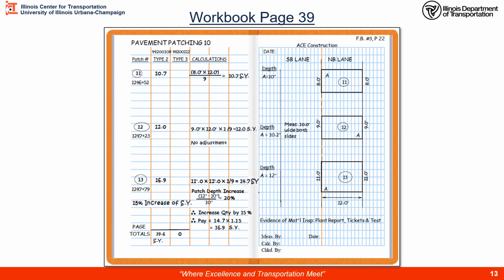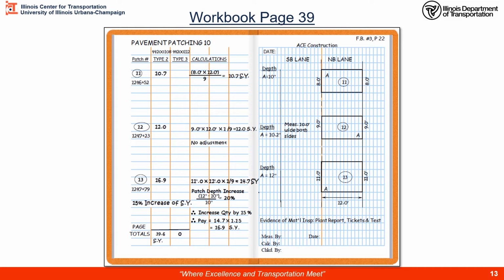8 feet times 12 feet, divide by 9 to convert my units. I get 10.7 square yards. That's less than 15 but greater than 5, so I'm a type 2. My depth check was 10 inches. What's my plan? 10 inches also, so no adjustment is required. I get to patch 12.